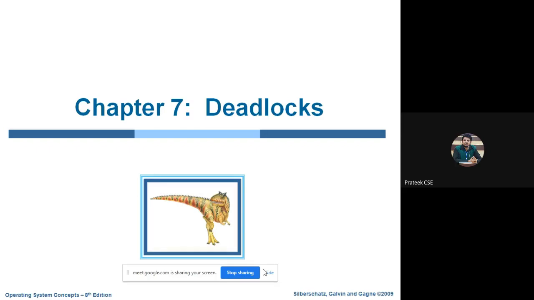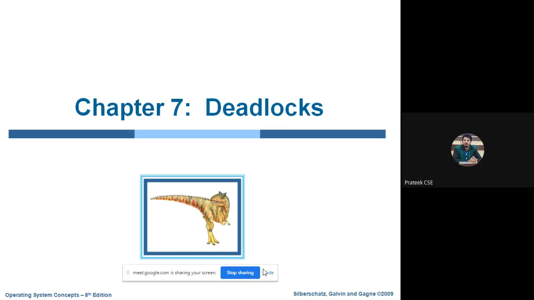What is a deadlock? We have already seen one deadlock problem in the past. If I talk about the dining philosopher problem, there was a deadlock situation when all philosophers were able to pick up their left chopstick, but nobody was able to get the right chopstick, and they cannot eat until they have both chopsticks, left as well as right. So that was a deadlock problem.